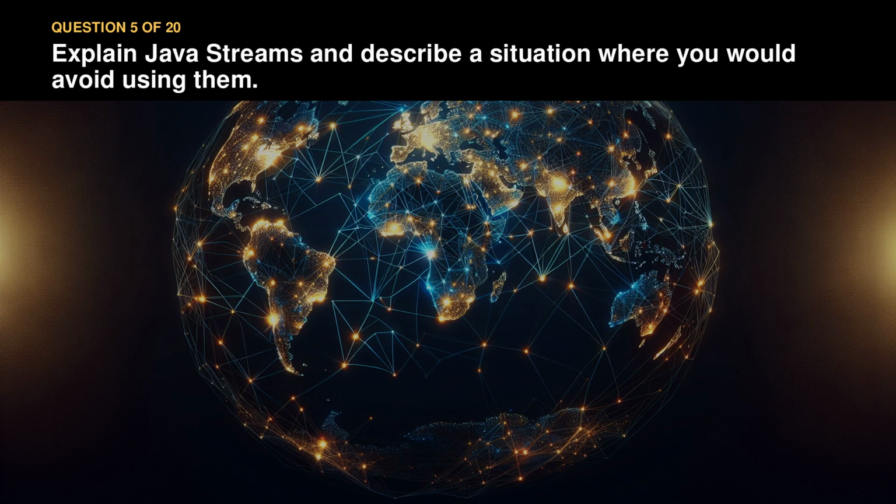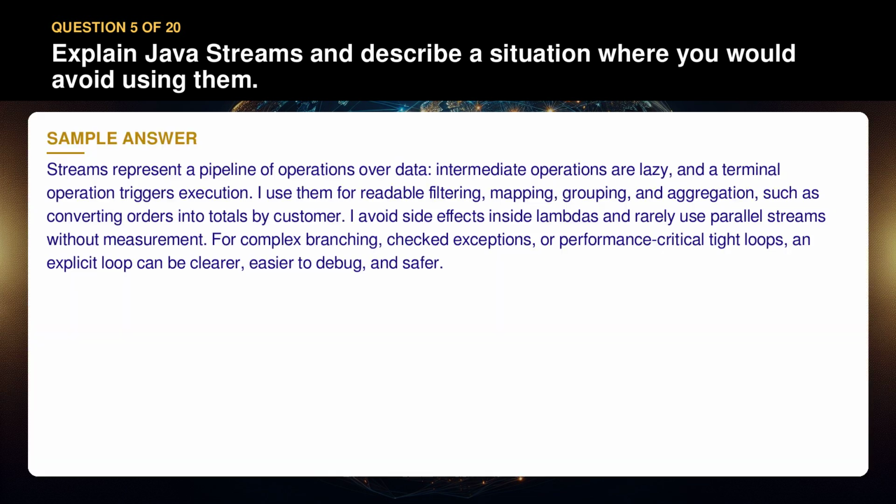Question 5. Explain Java streams and describe a situation where you would avoid using them. Streams represent a pipeline of operations over data. Intermediate operations are lazy, and a terminal operation triggers execution. I use them for readable filtering, mapping, grouping, and aggregation, such as converting orders into totals by customer. I avoid side effects inside lambdas and rarely use parallel streams without measurement. For complex branching, checked exceptions, or performance-critical tight loops, an explicit loop can be clearer, easier to debug, and safer.